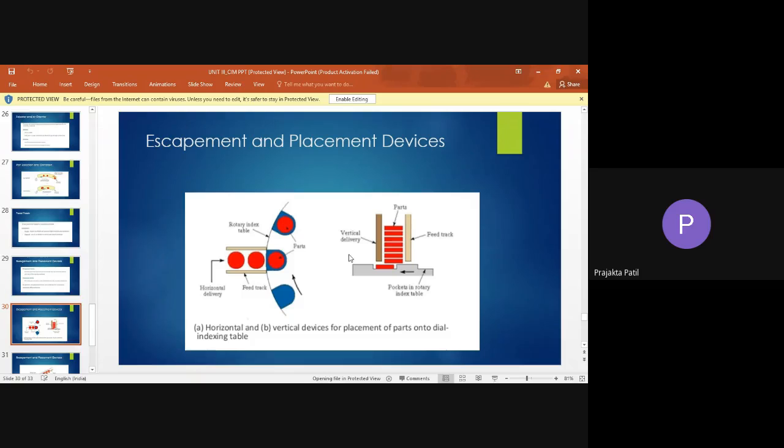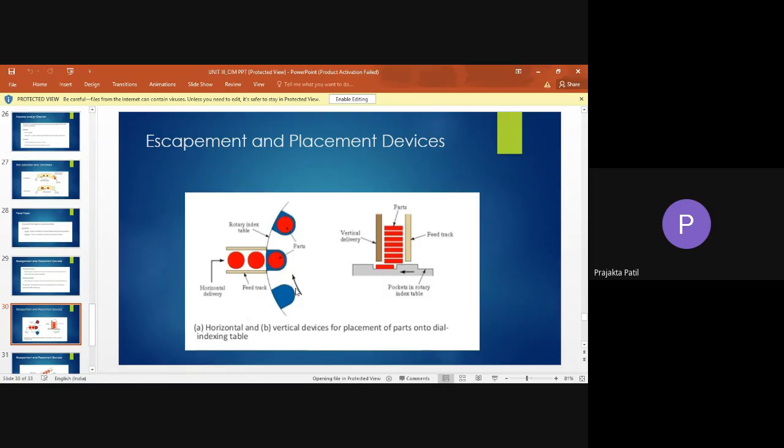So here you can see what is an escapement. Escapement and placement devices. So this is an escapement, and they're not separate, they're escapement and placement device. One is horizontal, what you see here, and one is the vertical device for placement of parts onto the dial indexing table. Okay, so what is the purpose of this mechanism? It is to remove the parts from the feed track at regular time intervals and place them on the assembly station.